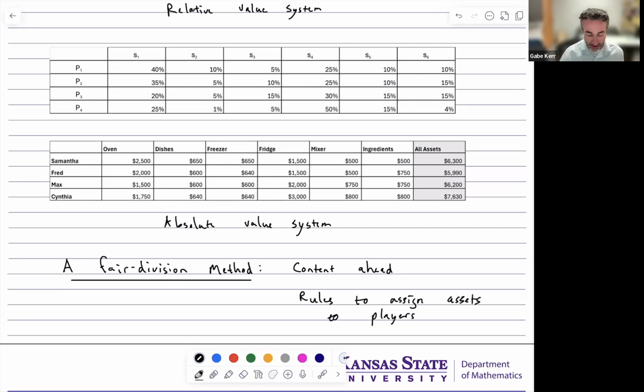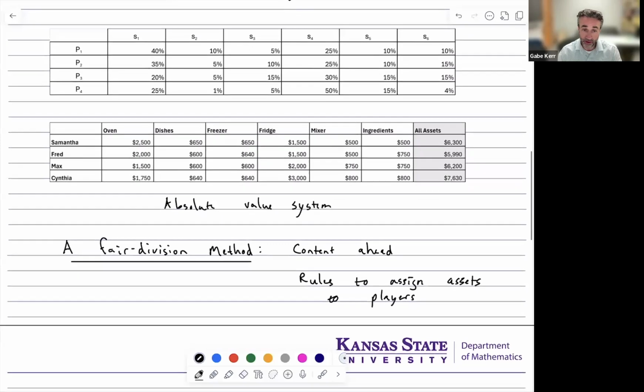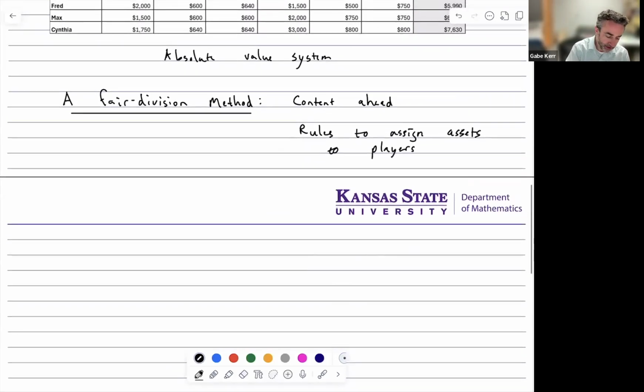Now we're going to want to set up a set of general assumptions that our fair division method should have within it. So here are some assumptions that we are going to aim for when we consider our fair division method.